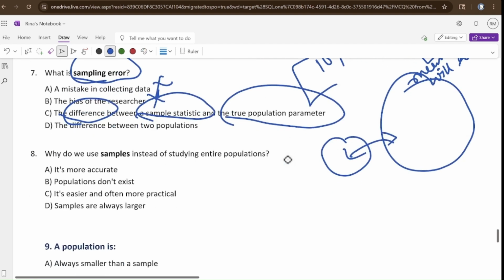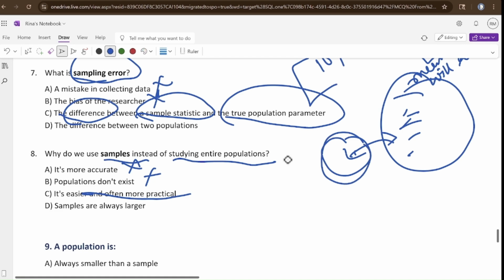Okay. Why do we use samples instead of studying the entire population? Why? Because it's more accurate? No. Population don't exist? No. It's easier and often more practical. It is not possible for you to go to everybody's door and ask for their height. Okay. So the more practical approach is you take a sample.